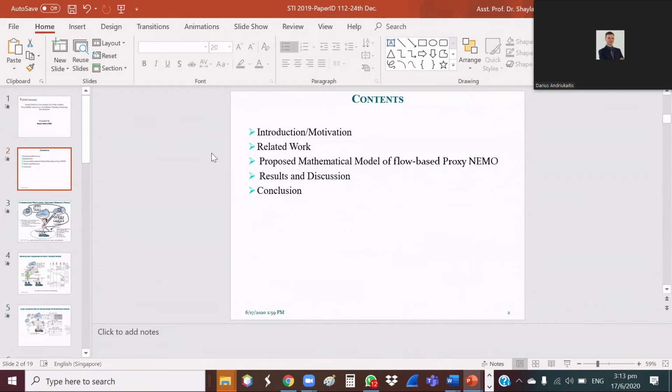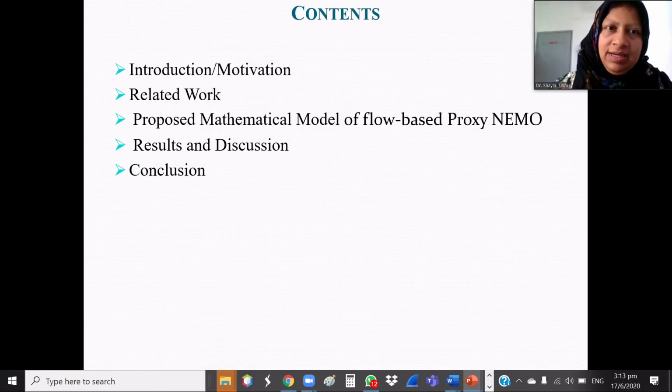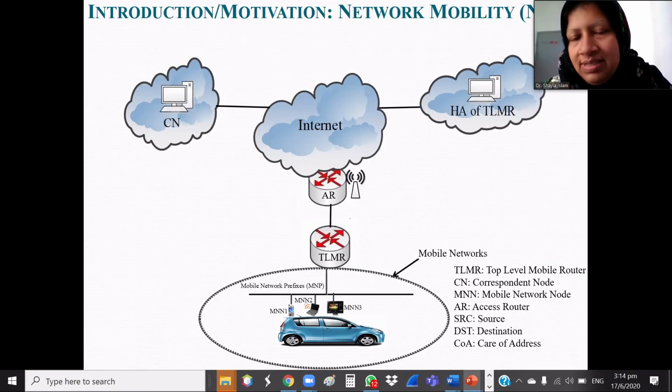Okay, so the contents for this presentation: introduction, related work and proposed methodology, as well as some results and discussion, and finally conclusion. This work is basically on mobile networks, and what we can see from this diagram is a mobile architecture, and for this project we are considering car mobility. When a car is moving, our concentration is to minimize the handover delay, as well as to improve the performance, especially during inter-technology handoff, like what happens when we use different access technology in a distributed mobility environment.